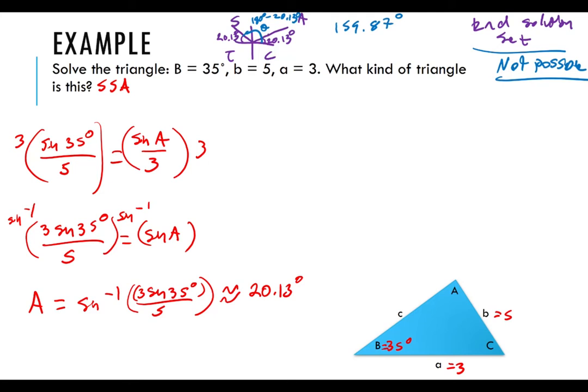Alright, so back to our initial triangle. We found A. A is 20.13 degrees. Now that we know angle B and angle A, and we only have the one solution set, we can find angle C. Angle C is going to be equal to 180 degrees minus 20.13 degrees minus 35 degrees, which gives angle C equal to 124.87 degrees. And so we found angle C.